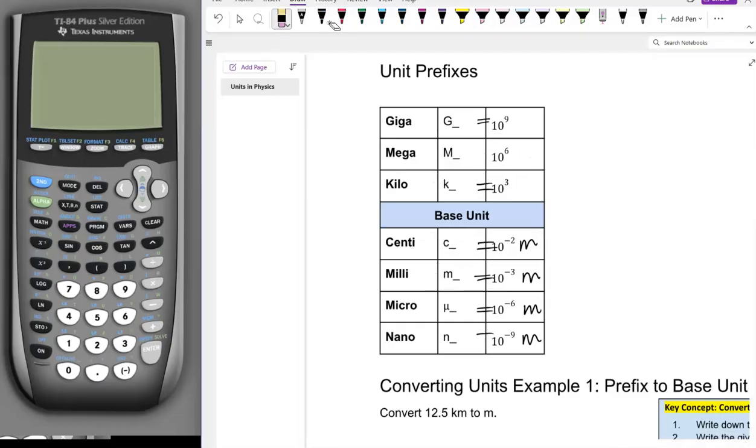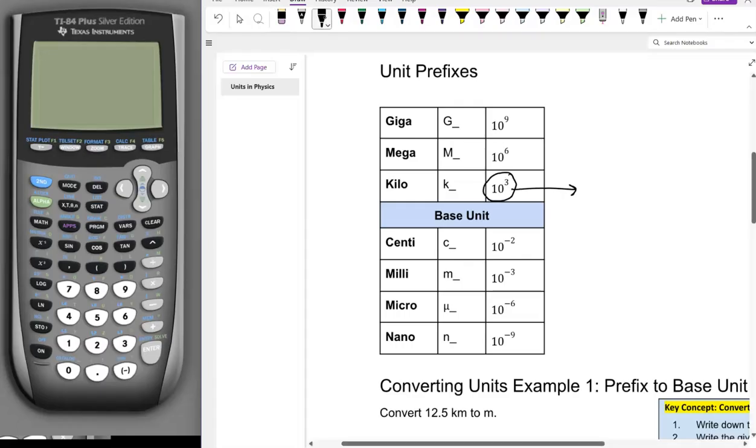As a quick reminder on your exponents with scientific notation, 10 to the 3 means 1 times 10 to the third. And that means that you are moving the decimal place over 3 spaces. So 3 spaces to the right, since it's a positive 3. So 1 times 10 to the third is equal to 1,000. So 1 kilometer is equal to 1,000 meters.